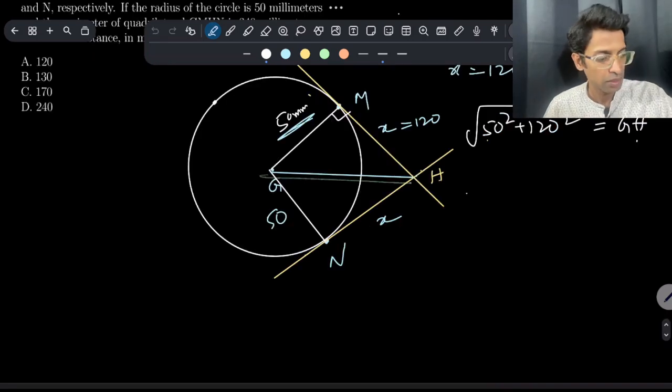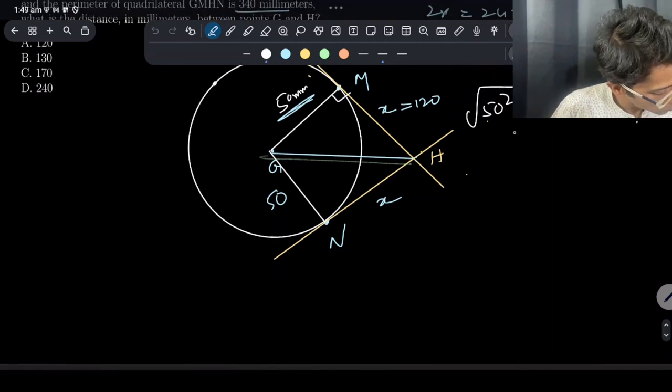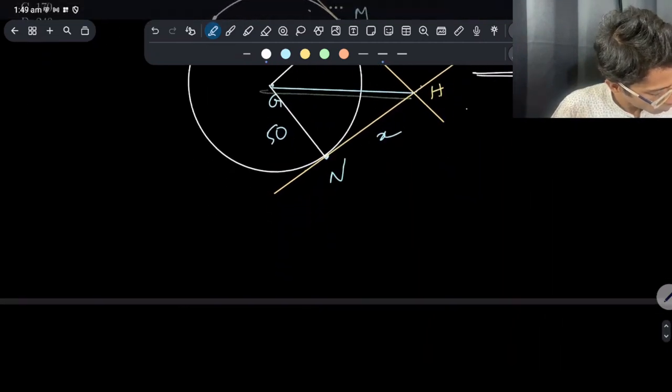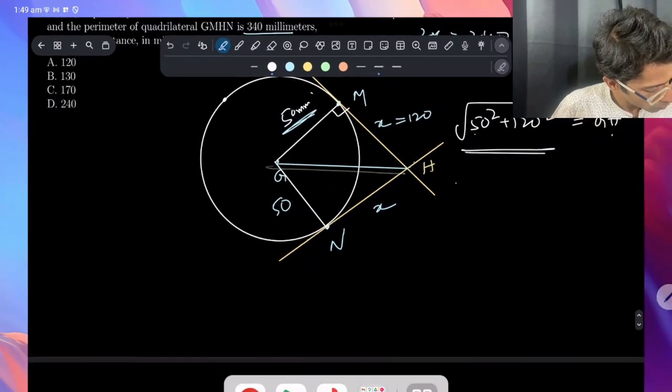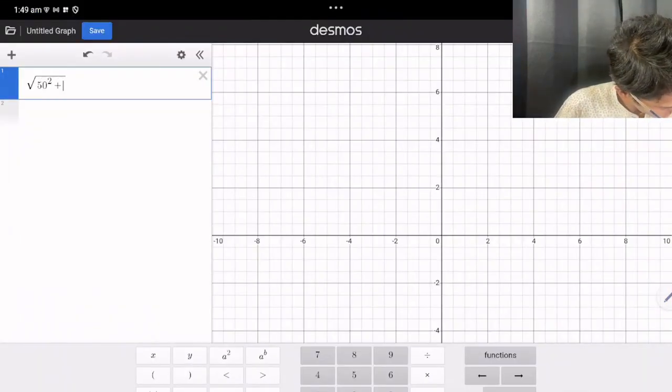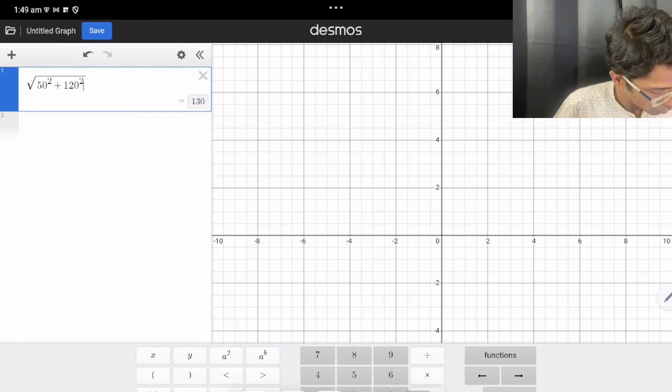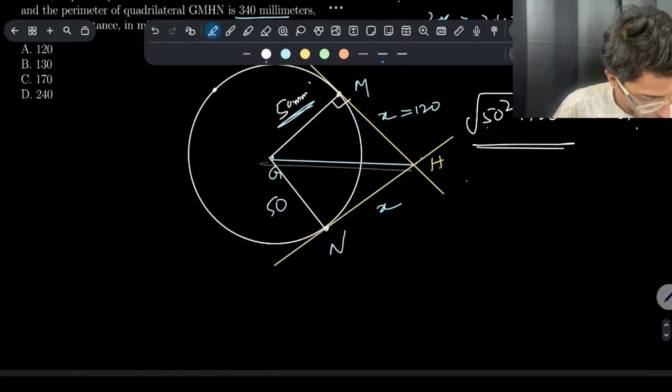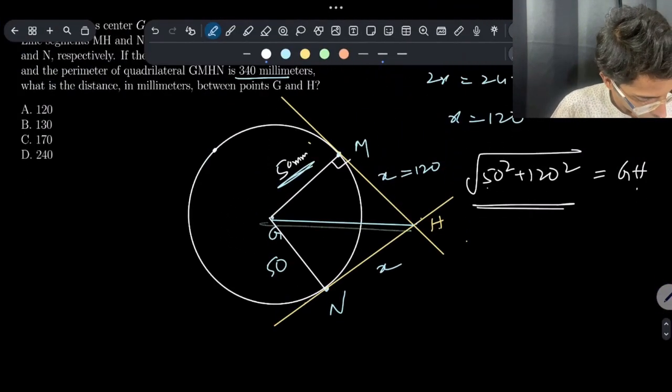So let me quickly go into Desmos and find the value of this. Square root of 50 squared plus 120 squared. Yes, it is 130. So that's our answer. Do we have that? Yes, we have it here. Let's run to the next problem.